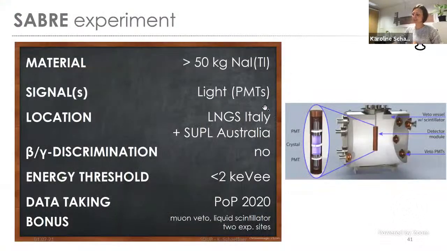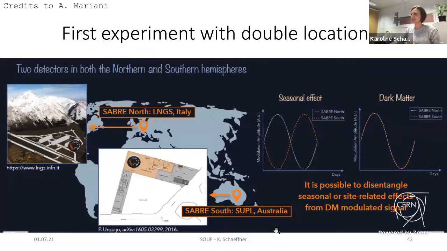What else is going on, like we mentioned, are another two sodium iodide experiments which are presently in the construction phase. There is SABRE, an experiment which will run 50 kilograms both in the northern and southern hemisphere. They are at the moment running, or did run, a proof-of-principle detector, and they also have a muon and beta scintillator veto, like COSINE, at these two sites.